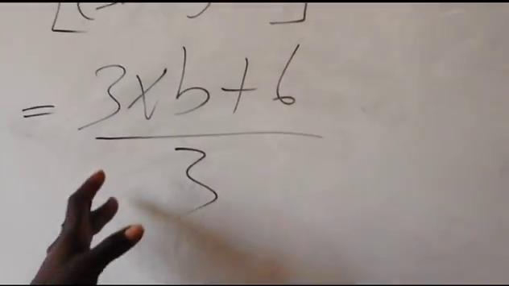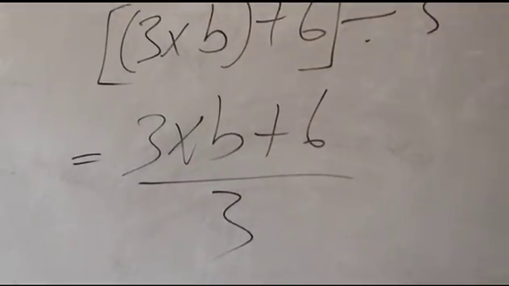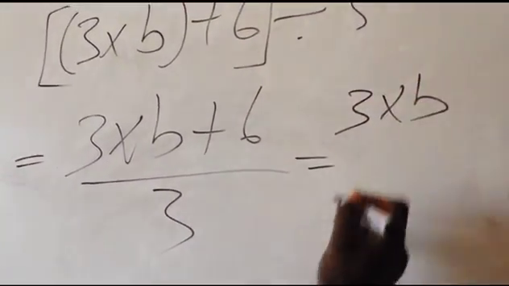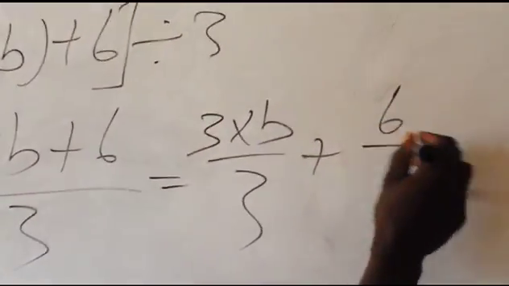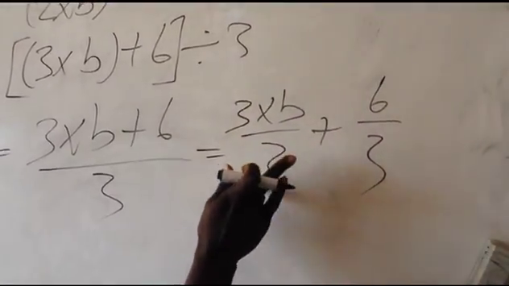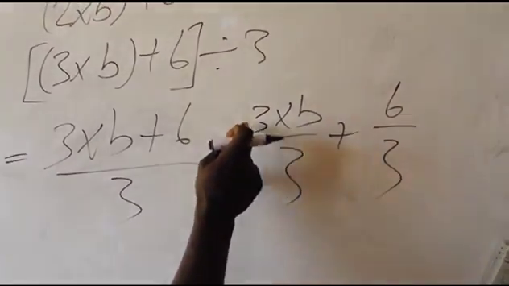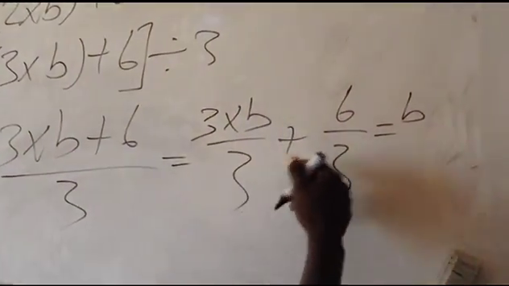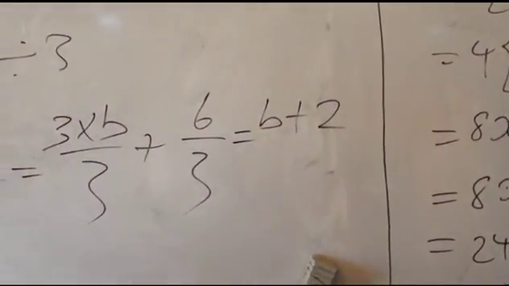So they have a common denominator, that's why it's like this. But before we cancel, let's split them. So 3 times b over 3 for this plus 6 over 3. So this 3 will go against this 3. That 3 divided by 3 is 1. And 1 times b is b. So we have b there. Plus 6 divided by 3 is 2. We have b plus 2.